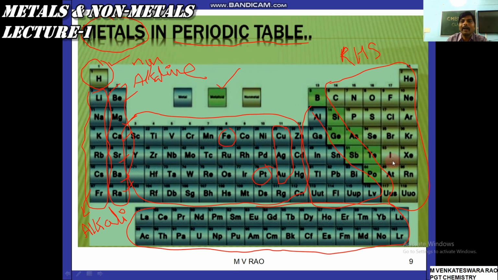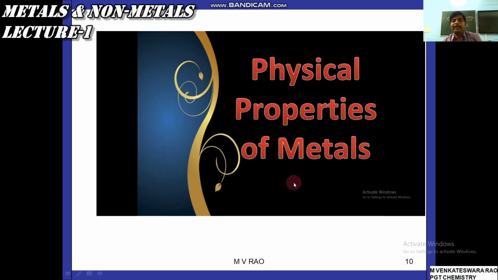Among all metals, which elements are more reactive? Alkali metals are the more reactive metals. Now we will see the physical properties of metals.